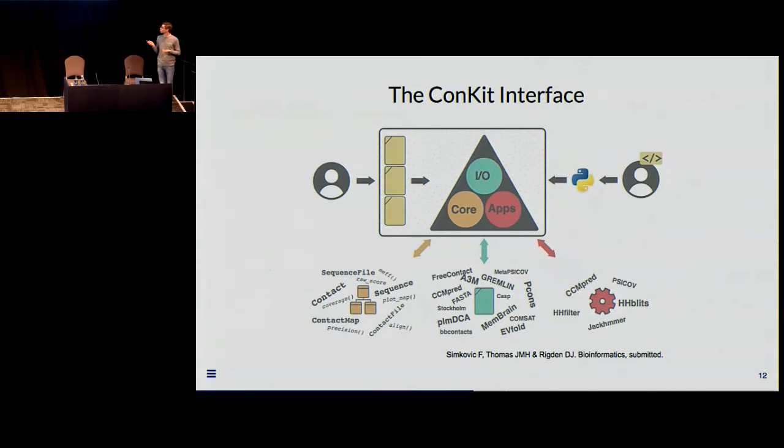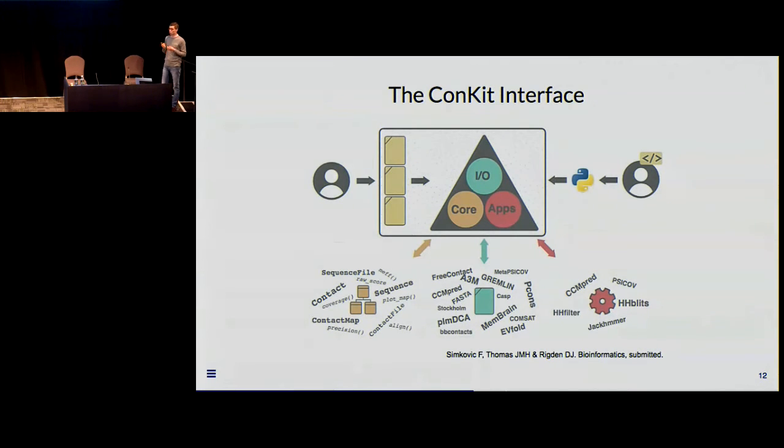Normally, you wouldn't construct the data model that it creates from scratch. You would much rather use one parser that comes within the input-output subpackage that will allow you to just provide the file and tell ConKit what format it is in, and it will construct all of this for you.